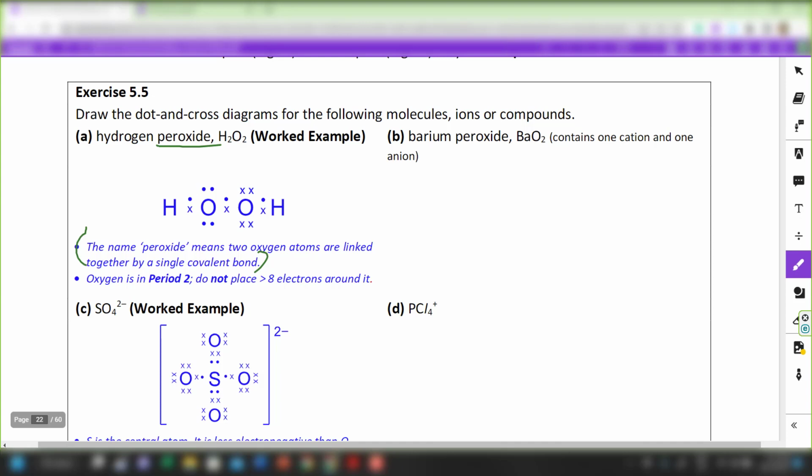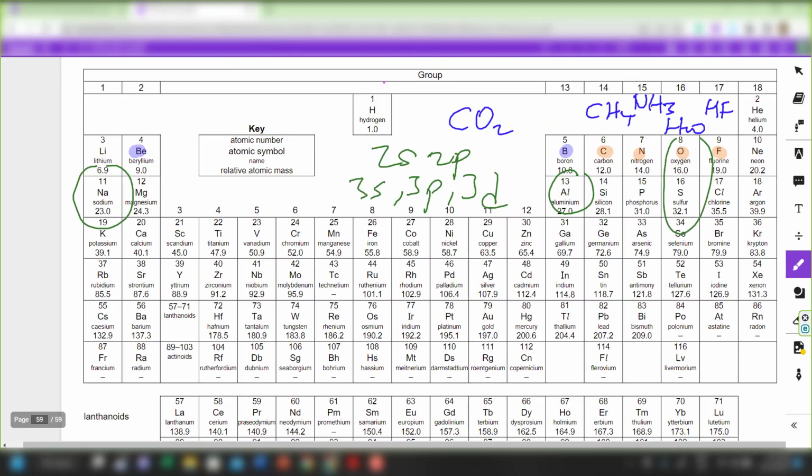For barium peroxide, the clue given to you is that it contains one cation and one anion. Again, barium is group 2, but it is not beryllium.